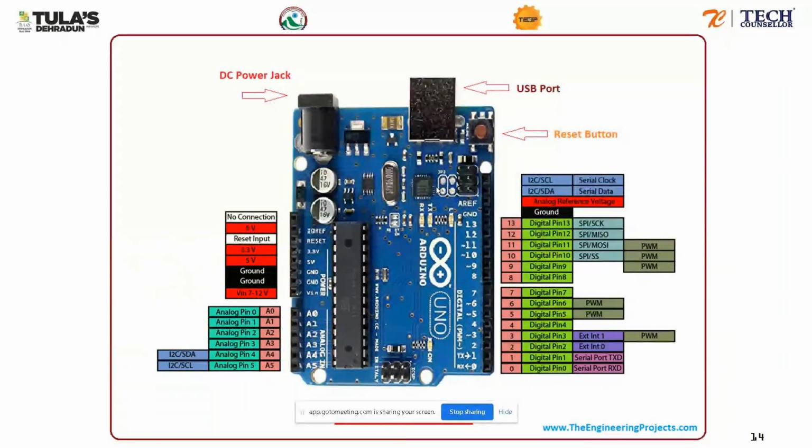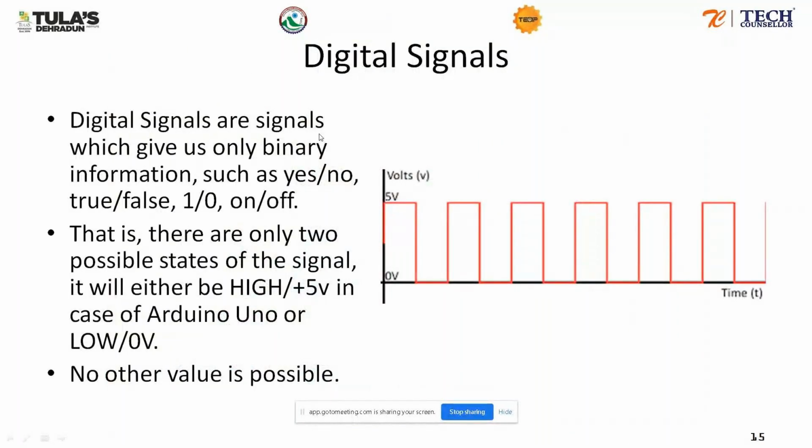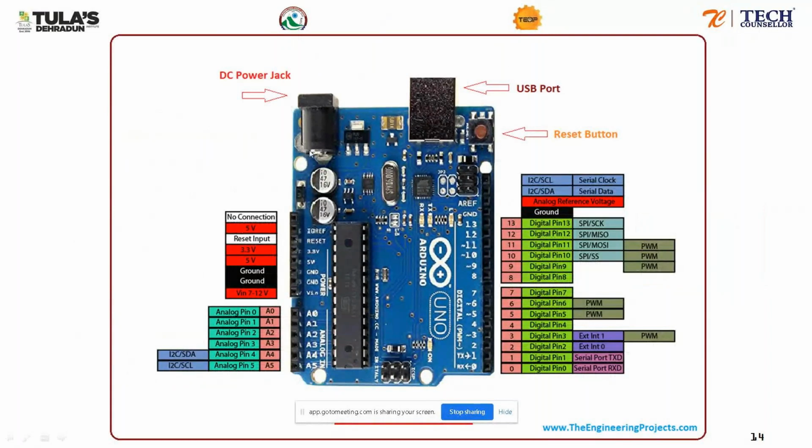Okay, so moving on, this is the Arduino Uno board that we'll be talking about in this lecture. This is a schematic of that. As you can see, this is the DC power jack, where you will supply power to the controller. This is the USB port. This port is used to connect your Arduino to your computer so that you can upload the code onto it.